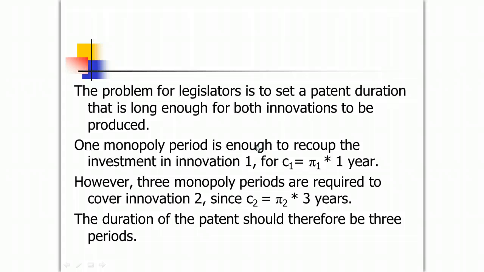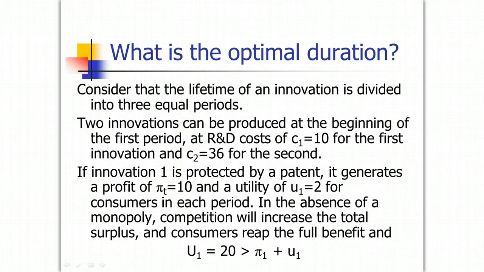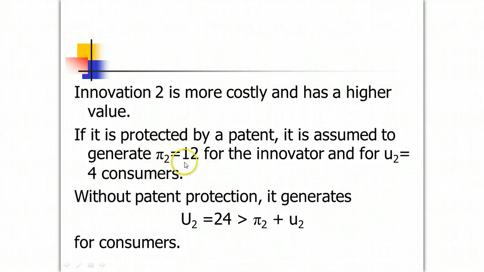However, 3 monopoly periods are required to cover innovation 2. If the patents lasted for one period and you undertook the R&D in innovation 2, you've incurred a cost of 36. In one time period, you can earn a profit of 12. So a company weighs it up and says, look, this product will be very costly to innovate. It'll cost 36. If we get it to market and have a patent, we'll be a monopolist. We can charge a price over marginal cost. And in one period, we'll earn a profit of 12.